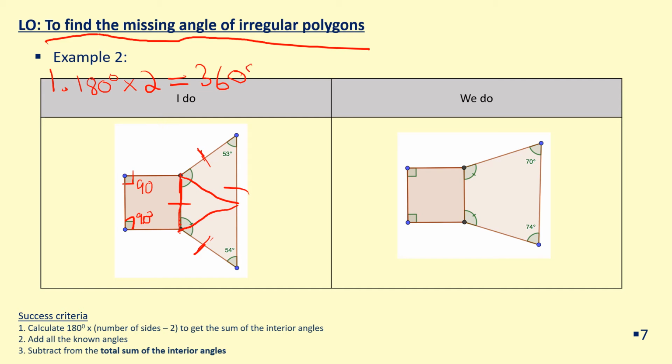360 degrees. And then for step 2, we need to add the known interior angles. So we've got this one here, 53, and this one here, 54 in the corners there. So adding them together, it gives us 107, doesn't it? 107 degrees. And we need to subtract that from the 360. So that's going to equal, very quickly, 100 away, so that's 267, 253.